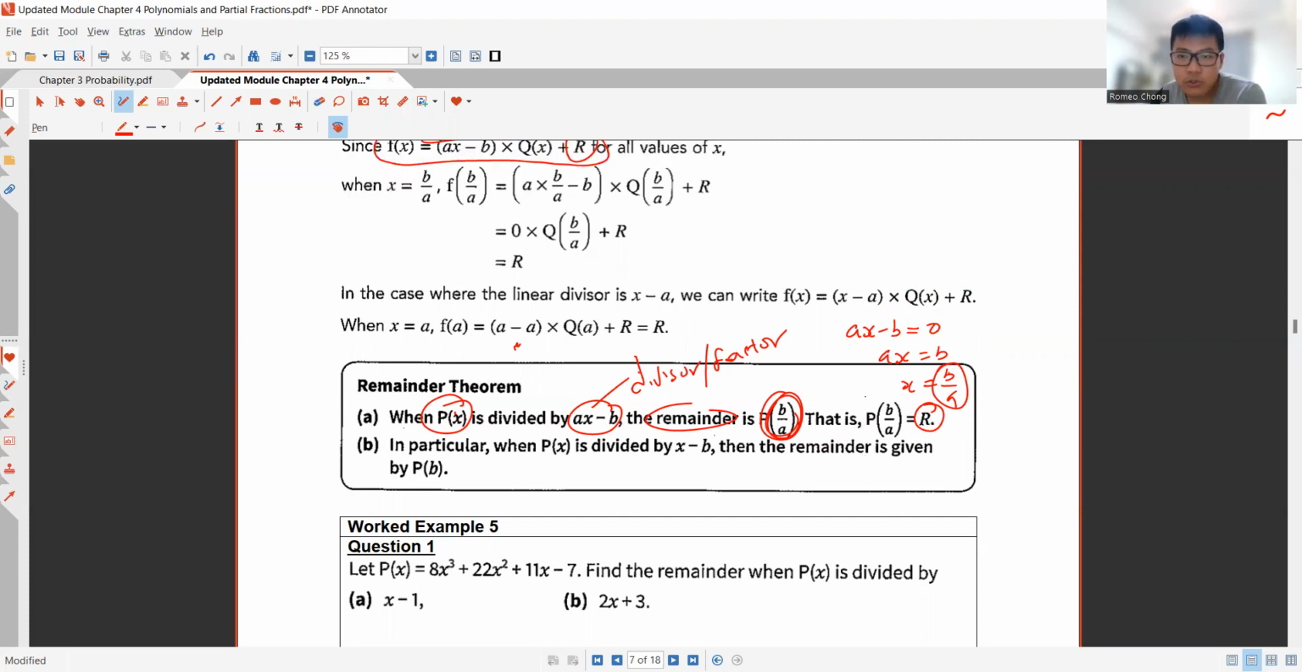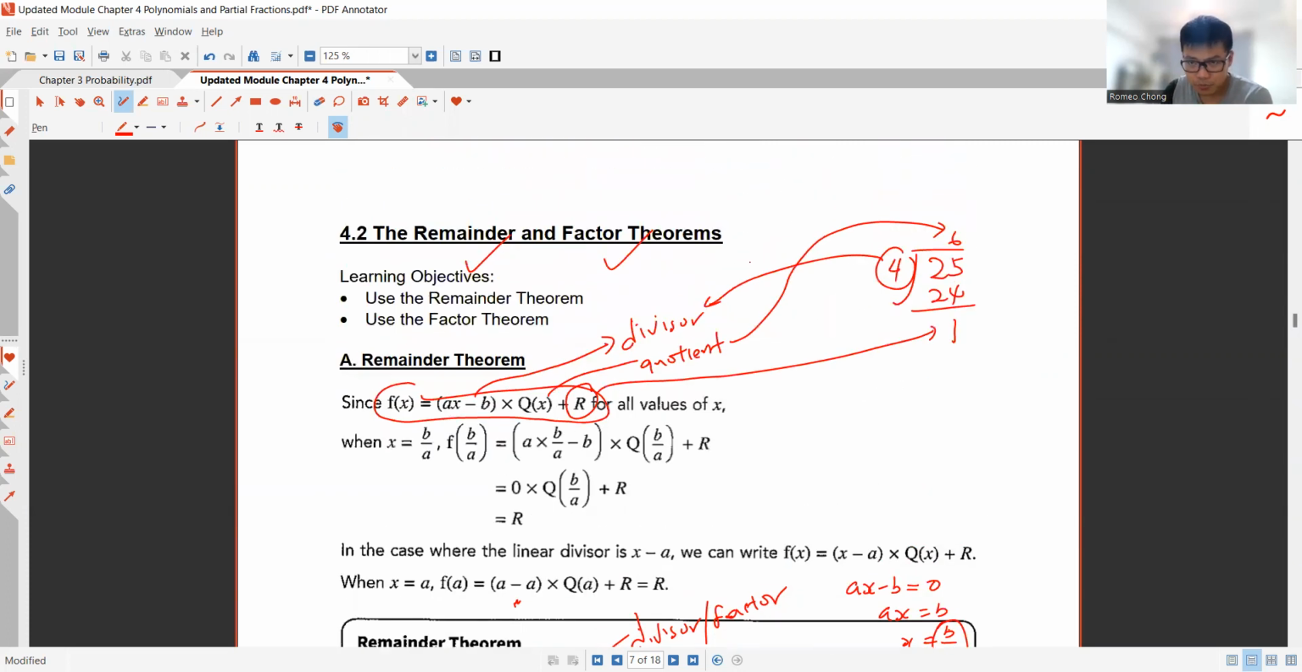So if you go back to your division algorithm just now, for example, 4 is the divisor and your polynomial is 25. When your polynomial is divided by the divisor, the 4, you actually get a quotient, and the answer is 6. What it means is that 4 times 6 gives you 24, and you still have one remainder. If I don't have this remainder, the 4 will be a nice factor of this 25.